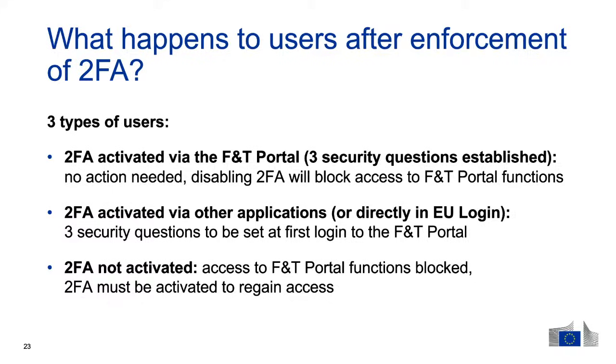The second type of user is users who have activated a second factor in their EU Login account directly, not via our portal. There are some other applications in the Commission that request the second factor. For these users who already have a second factor but have not yet replied to our 3 security questions, once we make it mandatory, they will first have to go through the replies to the 3 security questions, so that they have a method for recovery of their account if the second factors get lost.